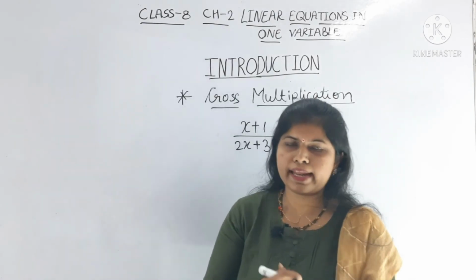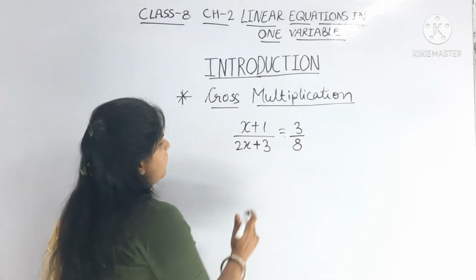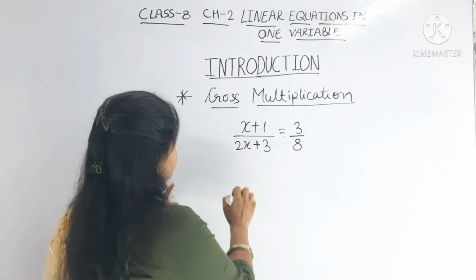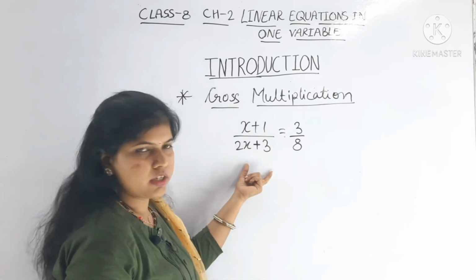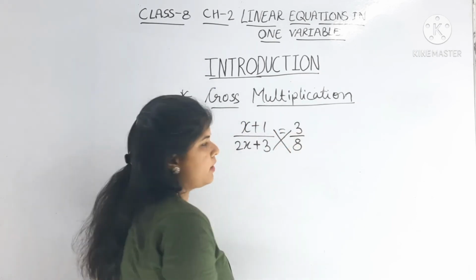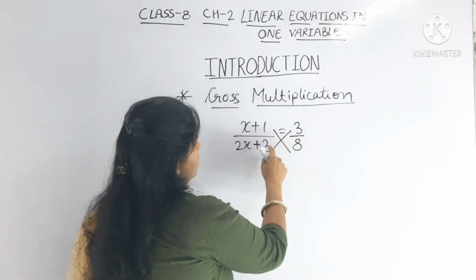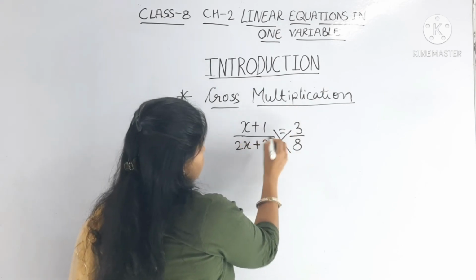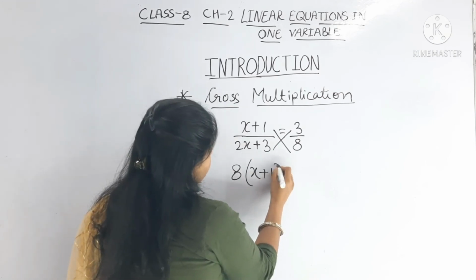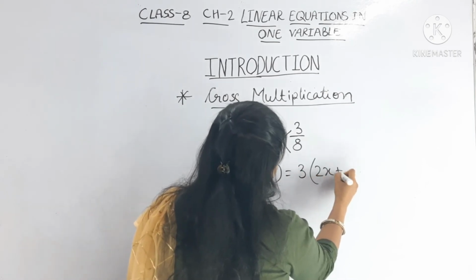Now students, come to the next point, the last but not the least topic, that is cross multiplication. So here is some example: x plus 1 upon 2x plus 3 is equal to 3 by 8. Cross multiplication means you have to multiply this numerator with this denominator and this denominator with this numerator. So you have to write 8 multiplied by the bracket, which means multiplication, is equal to 3 into 2x plus 3.